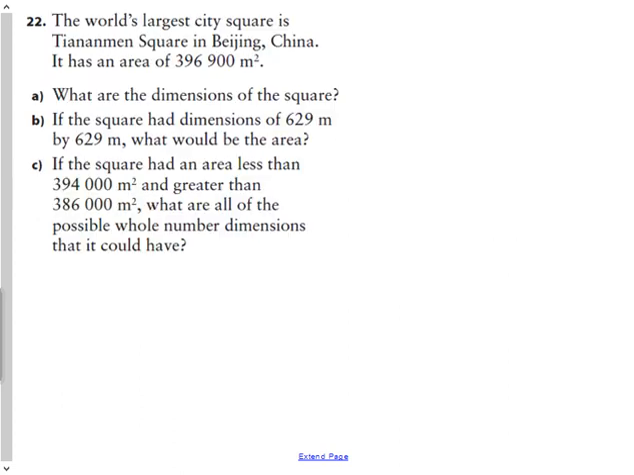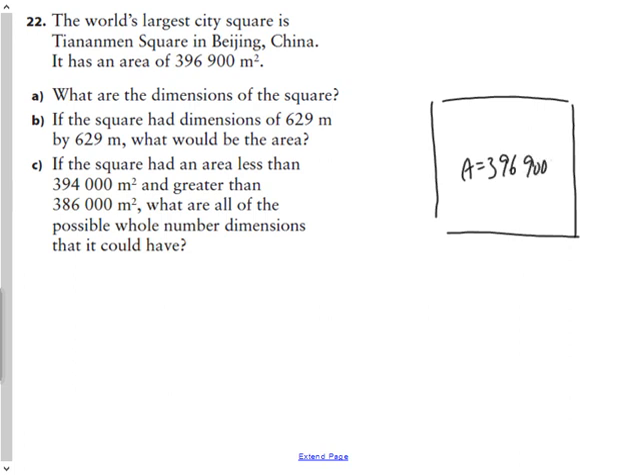And finally, question 22. The world's largest city square is Tiananmen Square in Beijing, China. It has an area of 396,900 meters squared. So this is Tiananmen Square, and its area is 396,900 meters squared. What are the dimensions of the square?